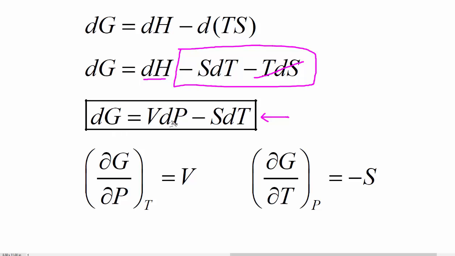Notice that its natural variables are pressure and temperature. And we can write the partial derivative with respect to each of those variables. If we hold temperature constant, the partial derivative of G with respect to P gives us volume, and the partial derivative of G with respect to T, holding pressure constant, gives us the entropy.